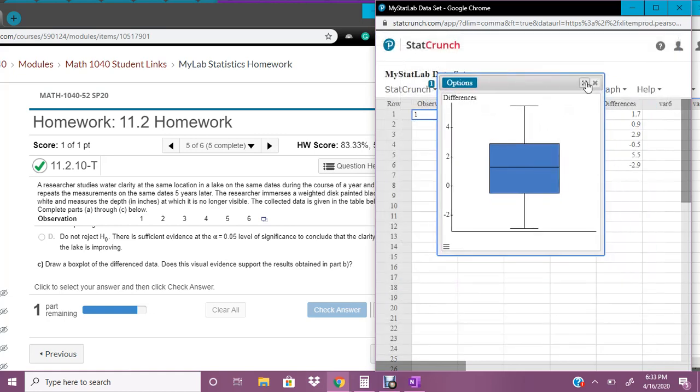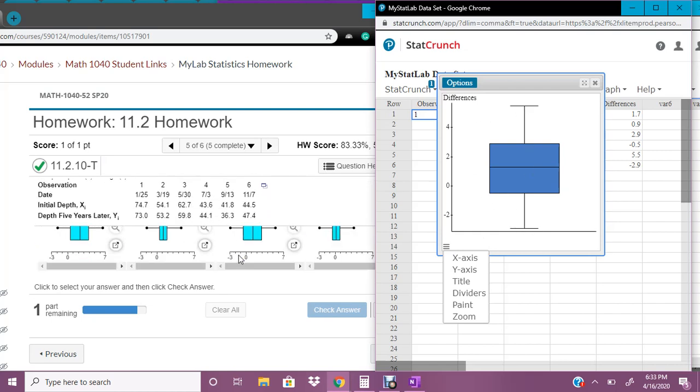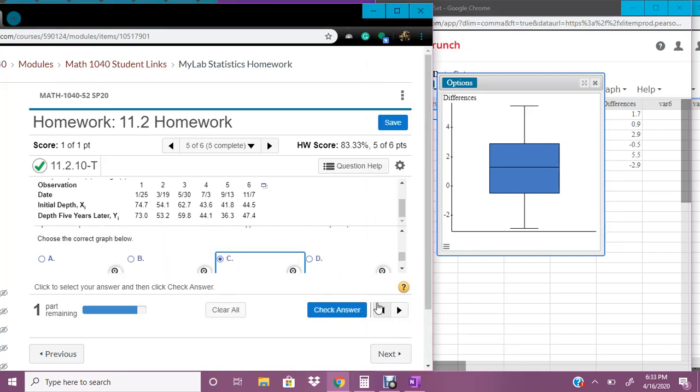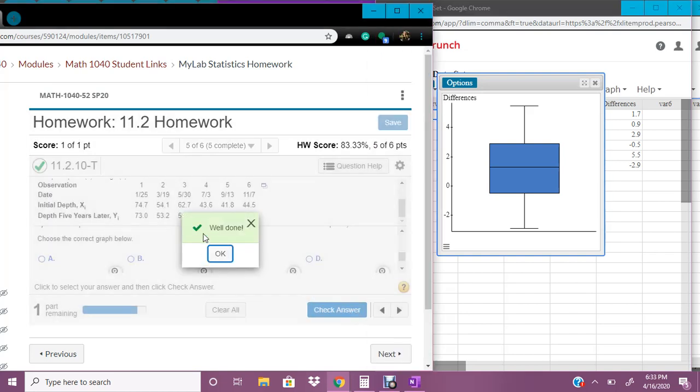So there's that. And so you just find the one that closely matches that. So we're going to go to almost -3, almost to 3, or 6, I mean. So it looks like it's going to be this one right here. That one looks the closest to me.